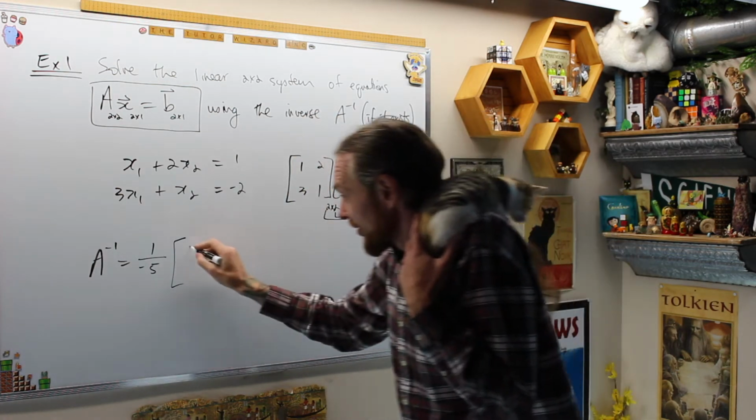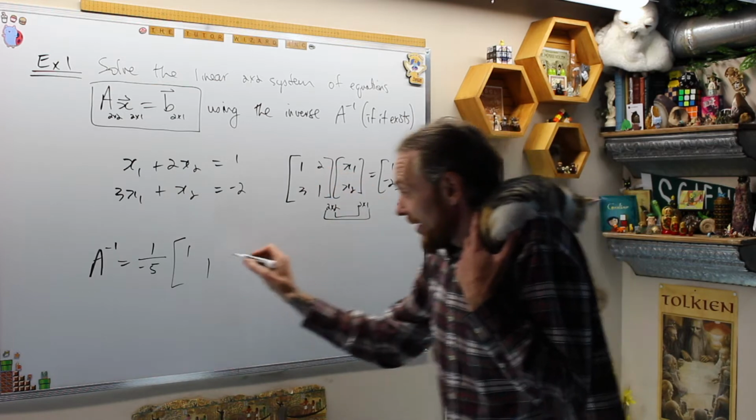we have this clever formula: flip those. And then we put negatives on the off diagonals.